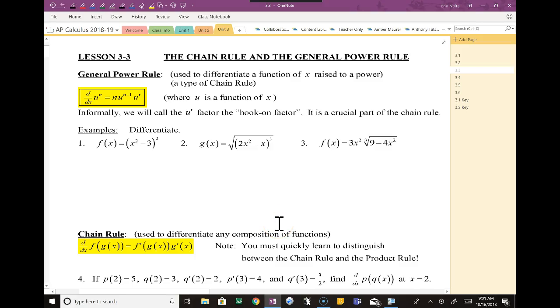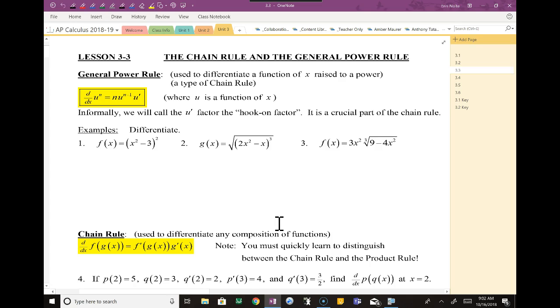Okay, so 3.3 is the chain rule and the general power rule. Do you guys remember the chain rule from last year? Yes. A little bit? Not really. It's the stuff at the end. Oh, yep, exactly. That's all I remember at the end.